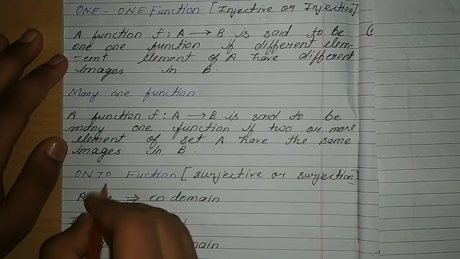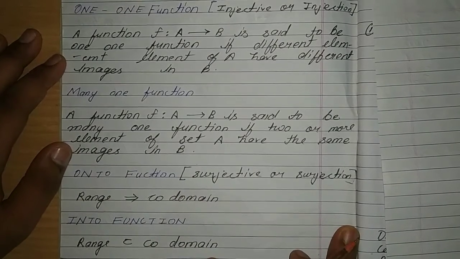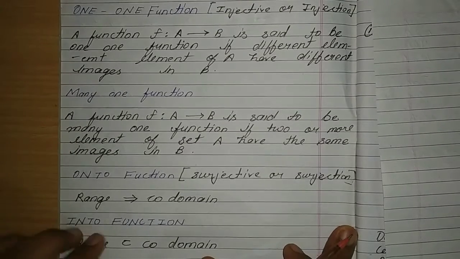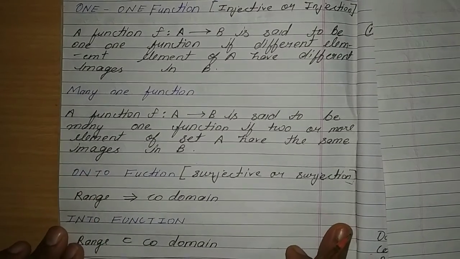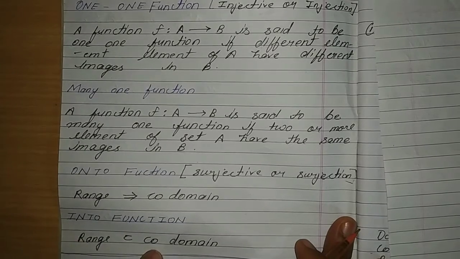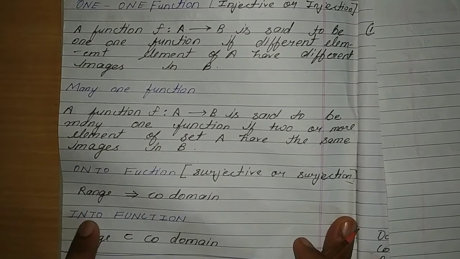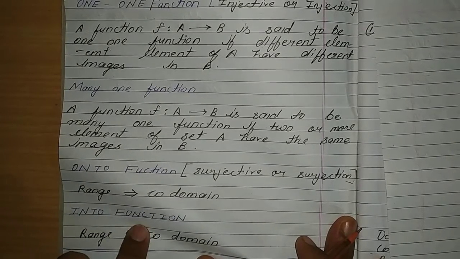Now we are going to do onto function. Onto function, another name is surjective function or surjection. If the range becomes equal to the codomain, then it is an onto function. If not, then it is not an onto function, it will be an into function. If the range is a subset of the codomain, then it becomes an into function.